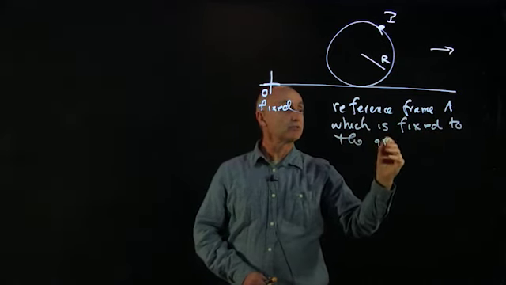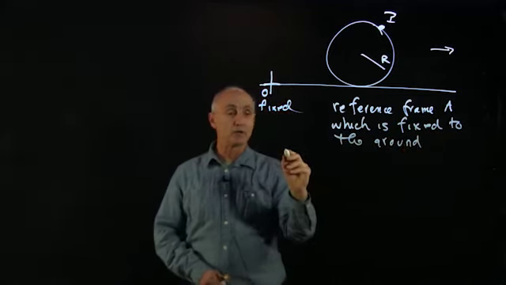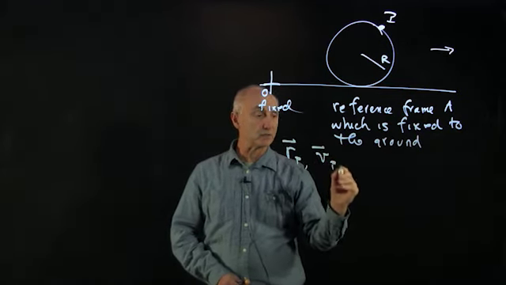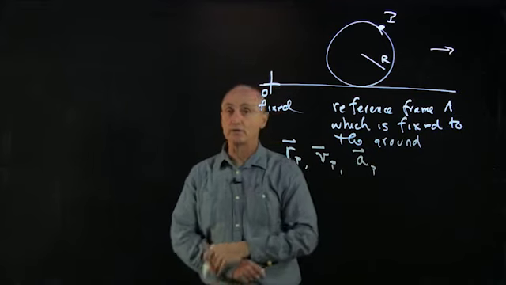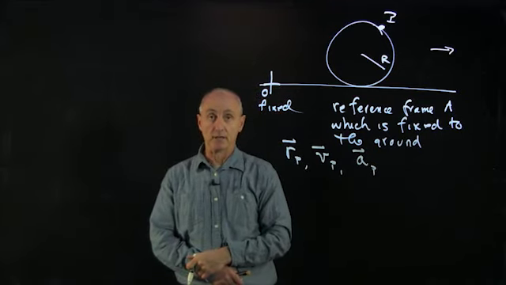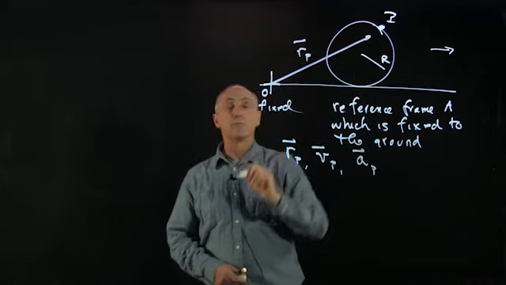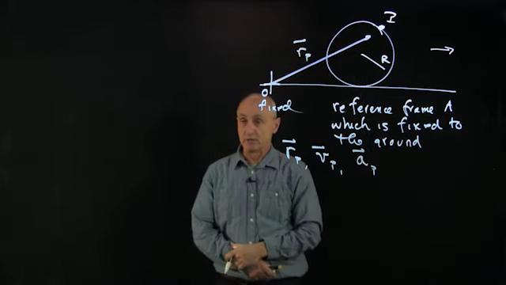And I would like to consider, my problem is to find both the position of the point on the rim, the velocity of the point on the rim, and the acceleration of the point on the rim as a function of time. Now, the position vector is given from my fixed origin to where the point on the rim is.